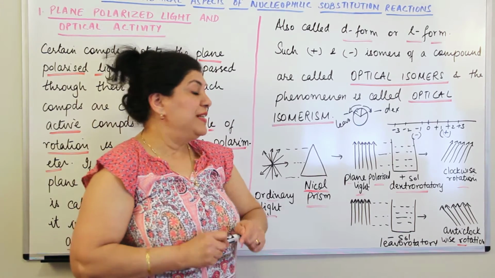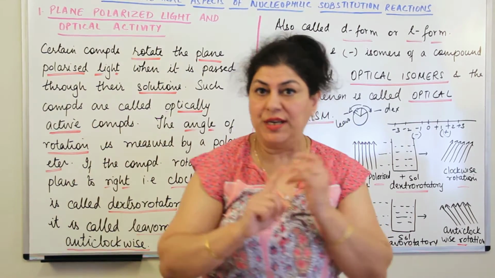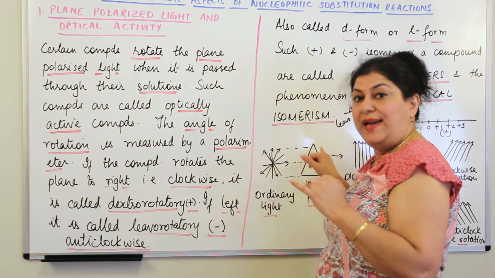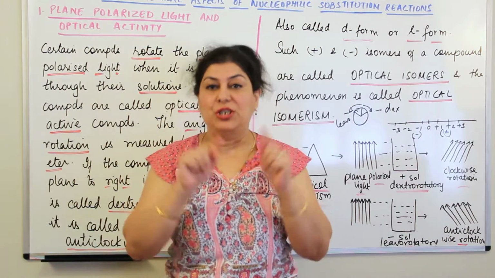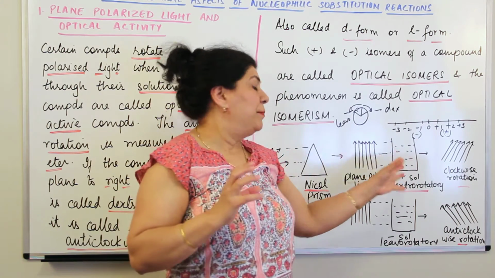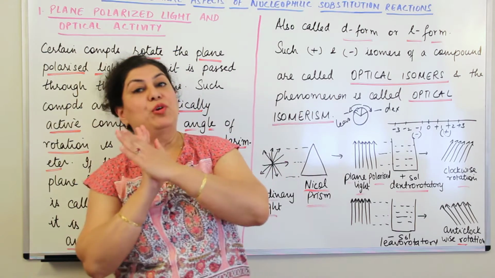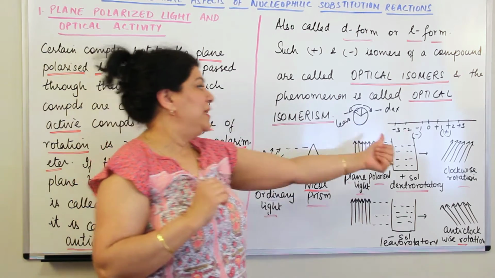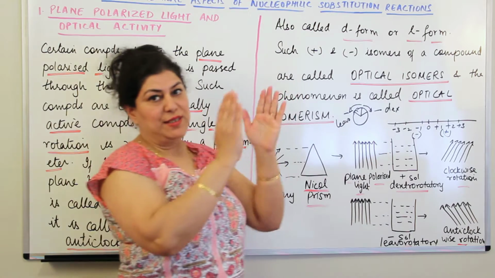So what are the different signs that we use? A dextrorotatory compound moves towards the right, its movement is clockwise, and it is represented by a positive sign. A levorotatory compound would be one which shifts the plane of polarized light towards left. Since it is towards the left, it is moving to the negative direction, therefore it is negative.